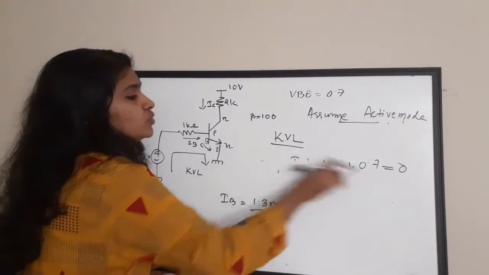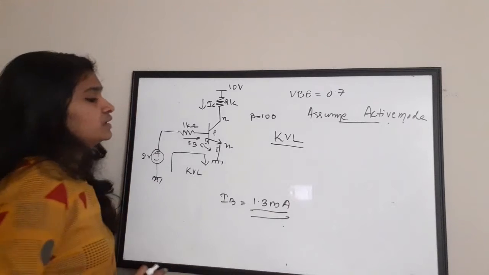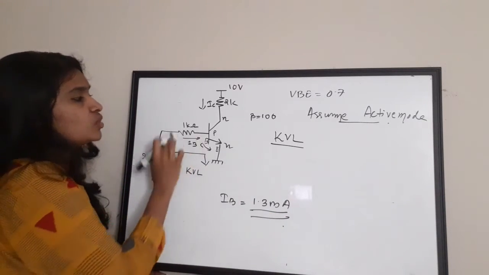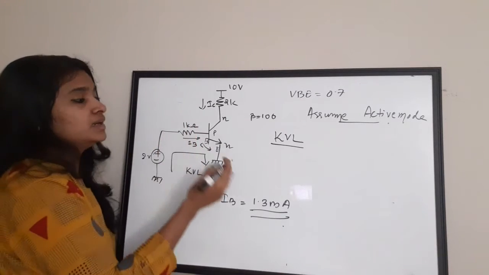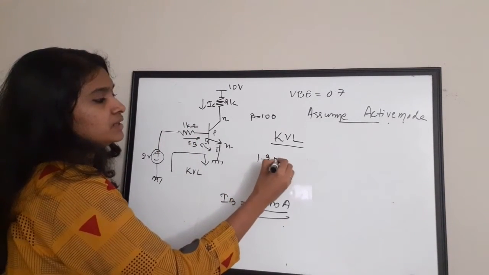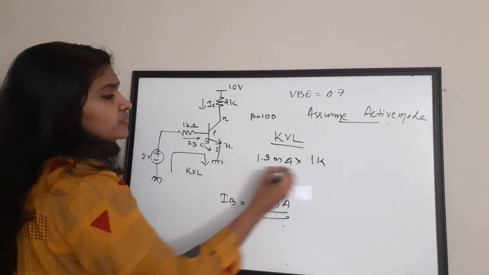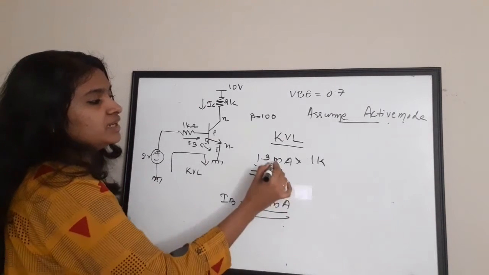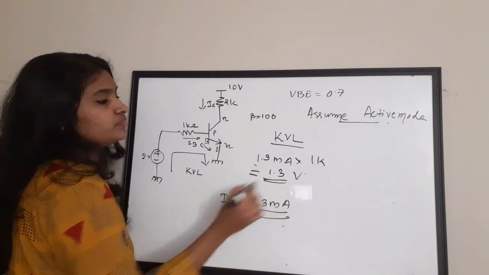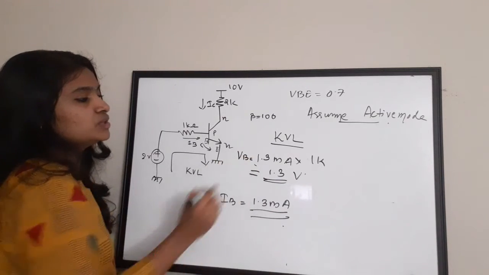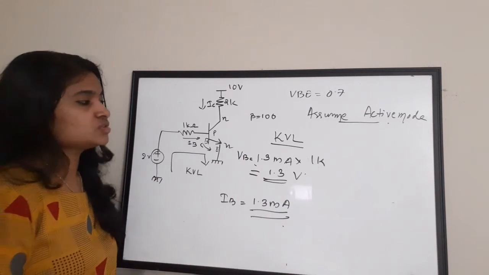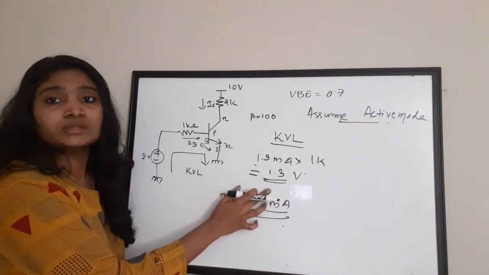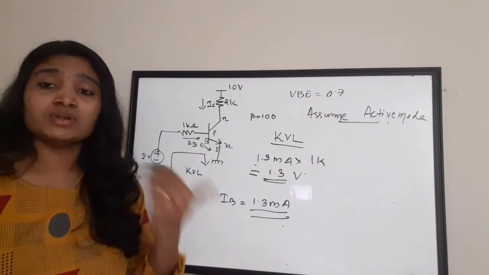Now, what will be the voltage coming? Since IB is 1.3 milliampere, what is the voltage drop across this resistance? It is 1.3 milliampere into 1K, that is, 1.3 milli into 1K, which means 1.3 volt. So we got the voltage drop across this resistor as 1.3 volt. I will tell once again what we have done.